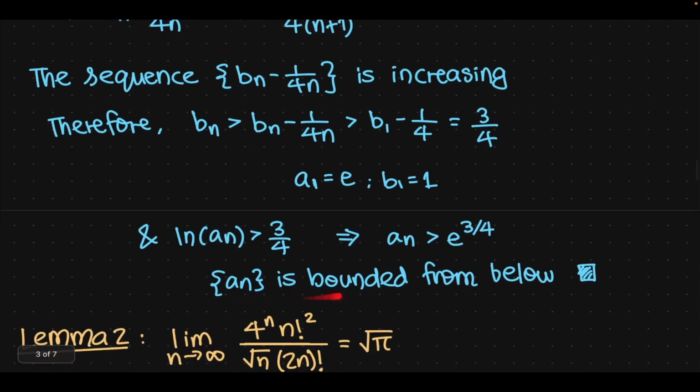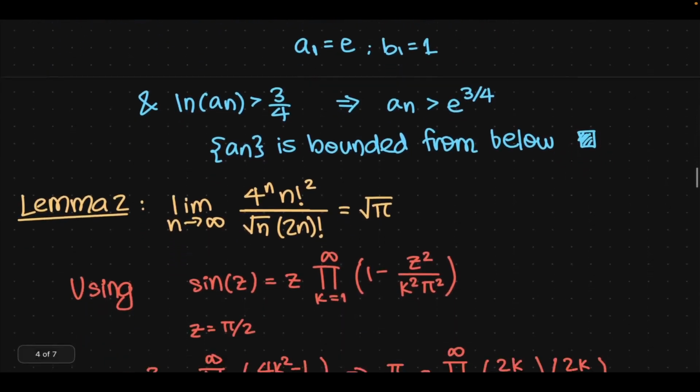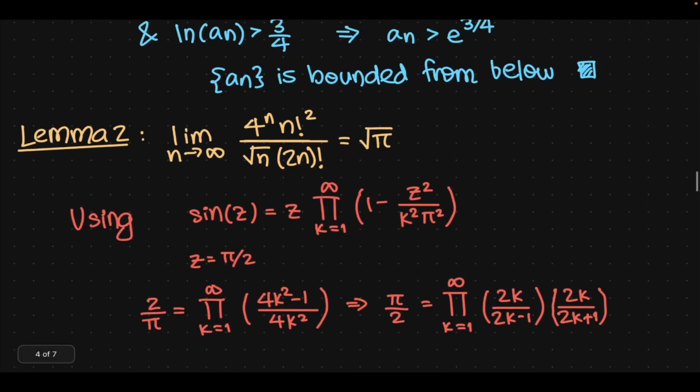So we know an is bounded from below by a positive number. You can see e to the 3 by 4 is positive. Exponential of anything is positive. And an is decreasing and an is bounded below by a positive number. An must converge. An, the sequence we defined in the beginning, must converge. Fair enough. And this is the hence proved box that I have. Okay, that was proposition 1.